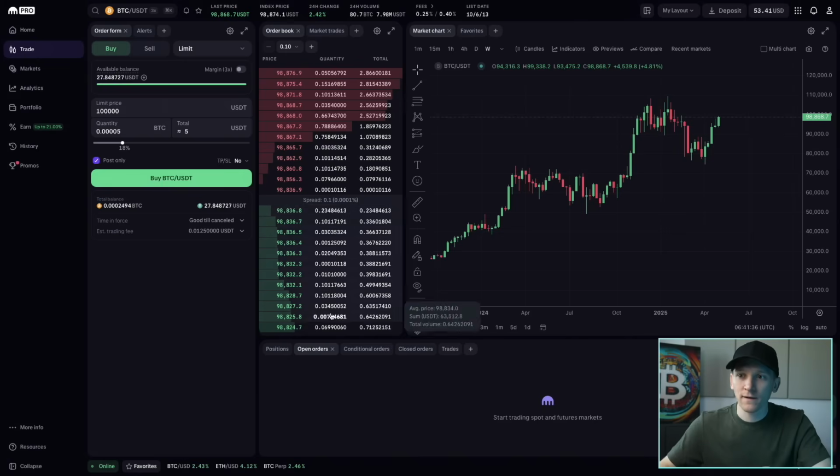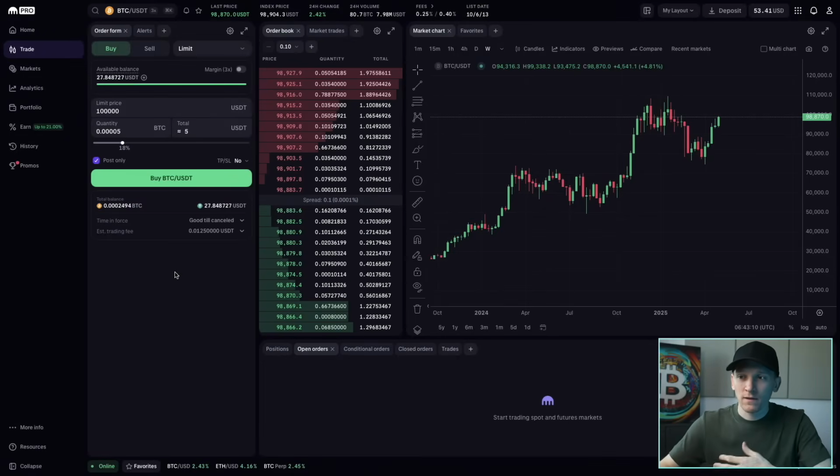The reason being is that I pressed post only, which means that if the order can trade straight away, it will reject. And that's because I want to use a limit order and I don't want to trade straight away. So this is great insurance if you're putting orders in close to the price, but you don't want to trade straight away. That's going to help you do that.